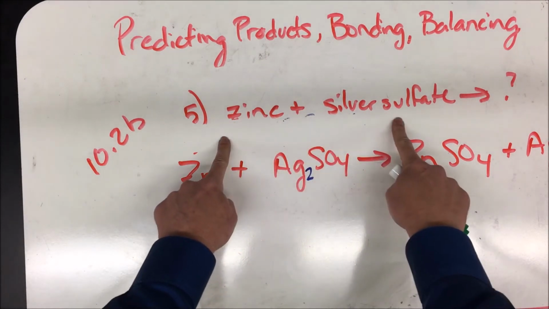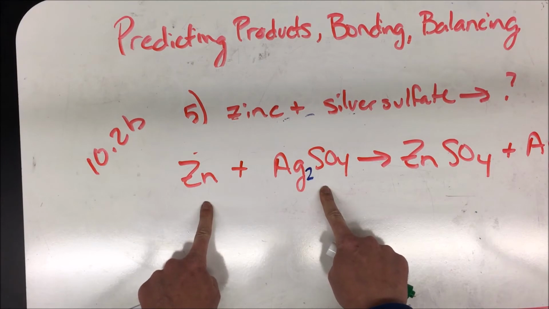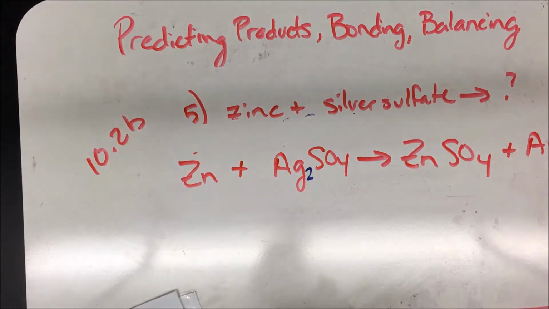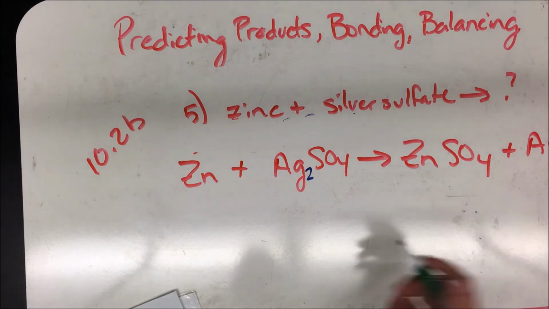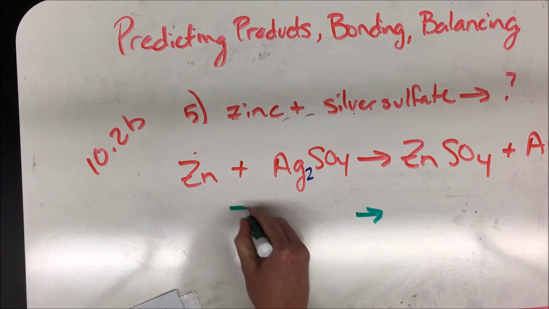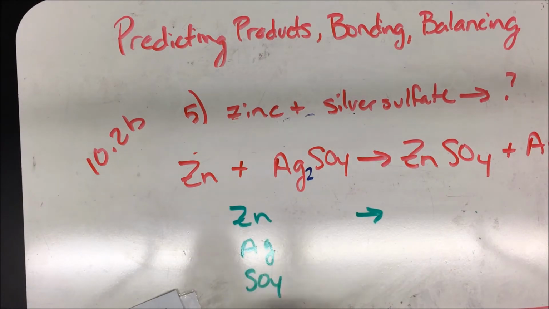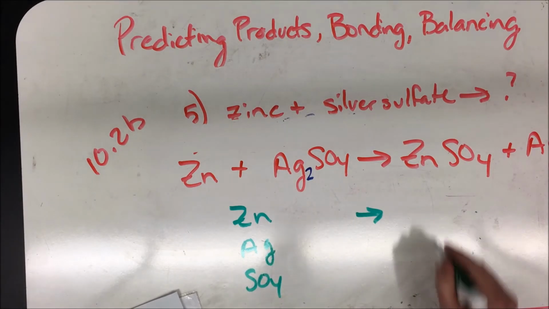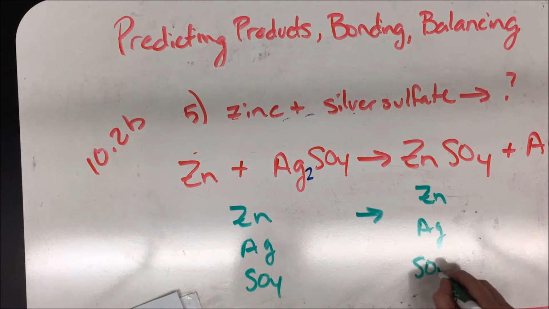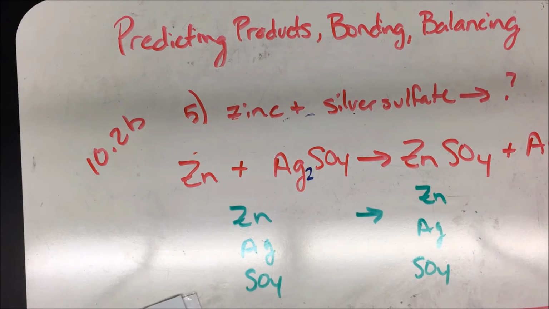I've deciphered my word formula into an actual chemical formula. I've then bonded all of that, step 2. Step 3 is to balance. So I'm going to go ahead and do this the long, hard way first so you can see how it's done. I put zinc, silver, and sulfate all on my reactant side. I also have zinc, silver, and sulfate on my product side. And I'm just going to go through and see how many of each of these I have on each side.